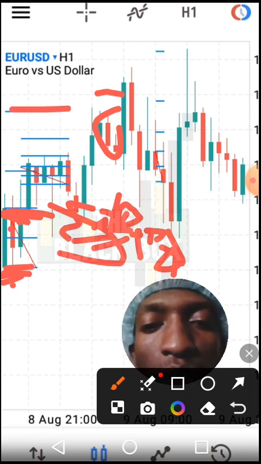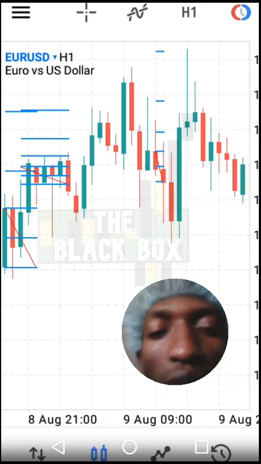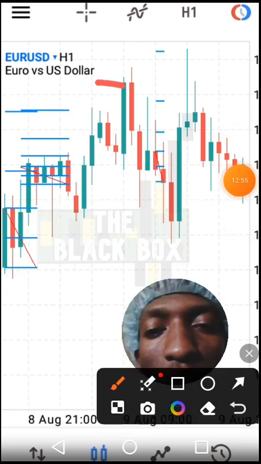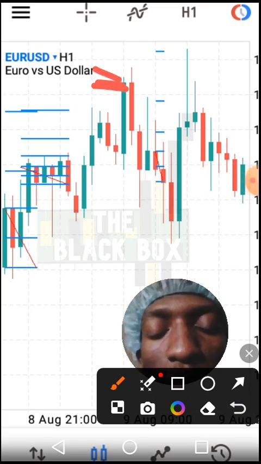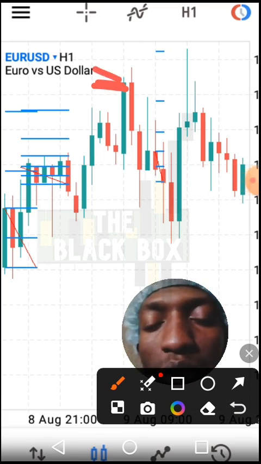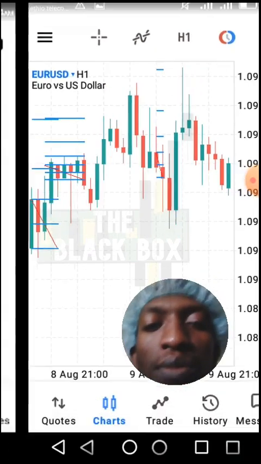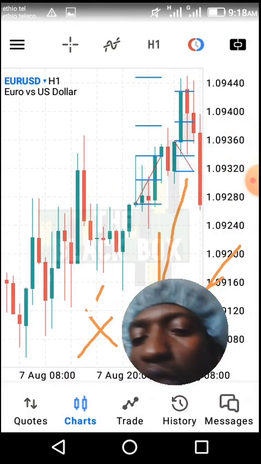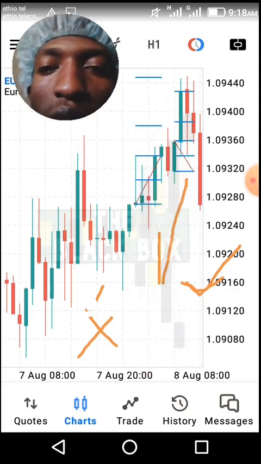Okay. So that is no entry, by the way. There is no entry. That should be my entry, and my TP2 is up there too. So it is not a good idea to do that. Okay, let's go to the next one.